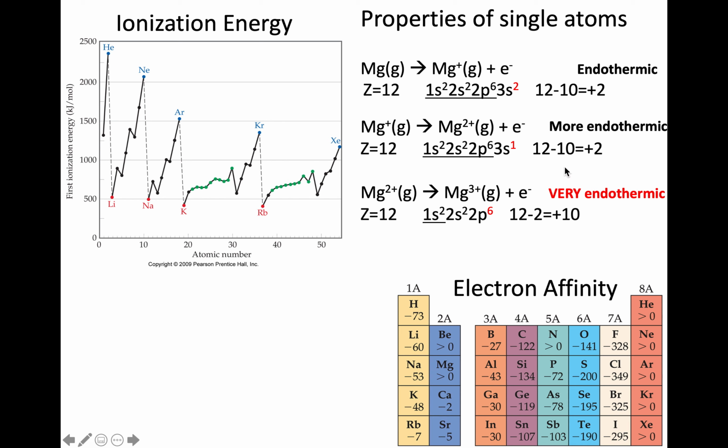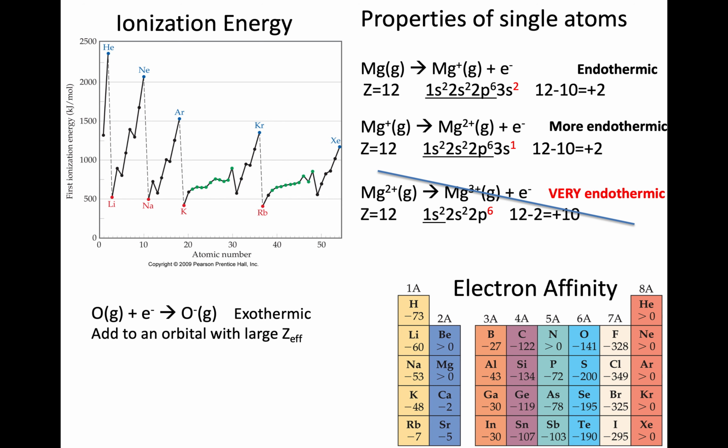Look at the huge difference that I have in the effective nuclear charge as I'm now removing an electron from n=2 instead of n=3. So I can begin to wrap my head around why it's energetically very unfavorable to produce magnesium 3+. What about the anion? It's exothermic to add one electron to oxygen. Why would I rationalize that? Well, I'm adding the electron to an orbital that has a large Z effective. I can see why that would be exothermic, but trying to add a second electron, adding a negative charge to something that's already negative, that's going to be very unfavorable.